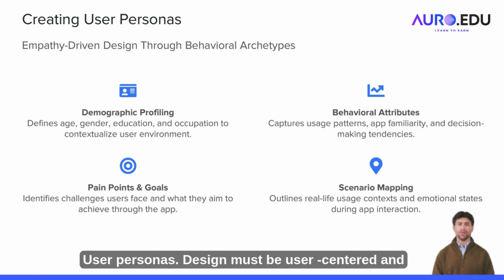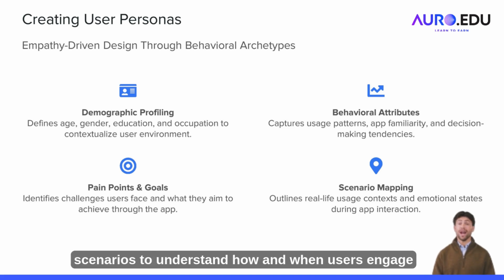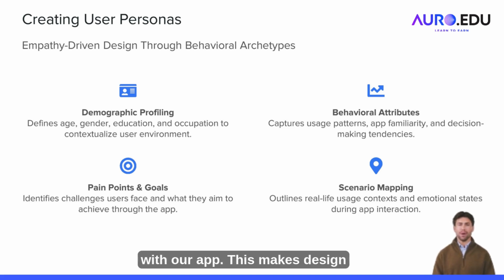Creating user personas. Design must be user-centered, and for that we create personas. These are evidence-based fictional characters. We define demographics, behaviors, pain points, and goals. And we use scenarios to understand how and when users engage with our app. This makes design empathetic, focused, and measurable.